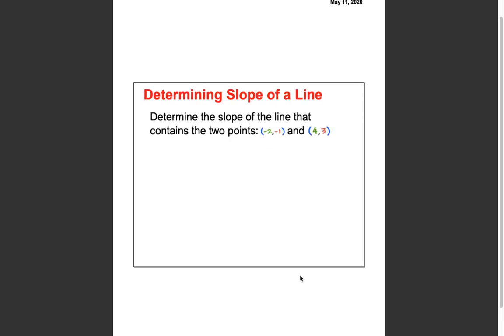So what I'd like you to do is to determine the slope of a line that contains these 2 points. So I've got point 1, which is -2, -1, and I've got point 2, which is 4 and 3. And what I'd like you to do is take a second and pause the video, see if you can use one of the formulas to calculate the slope of that line, and then I'll show you some of the solutions that I came up with in a minute. So pause the video, try to find the slope, and we'll go from here.